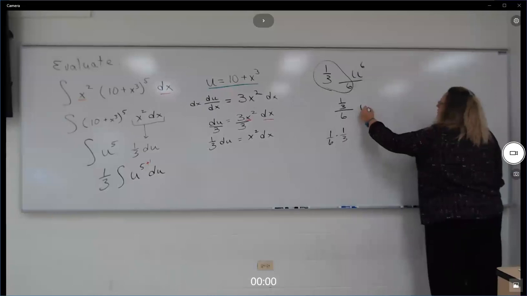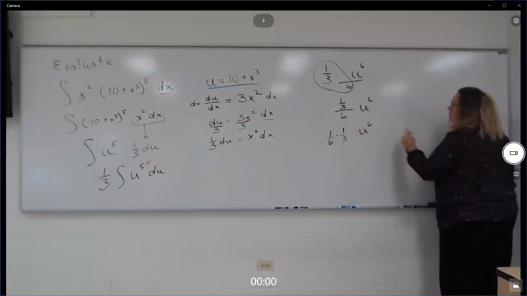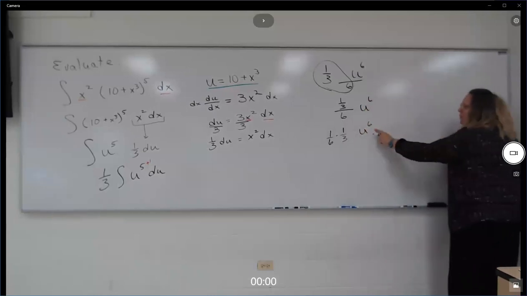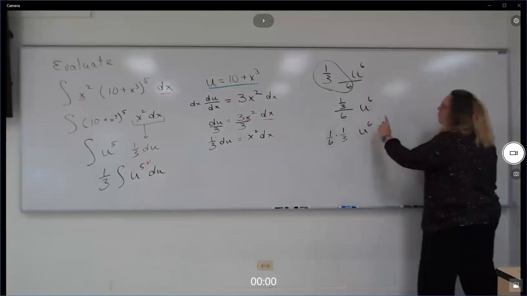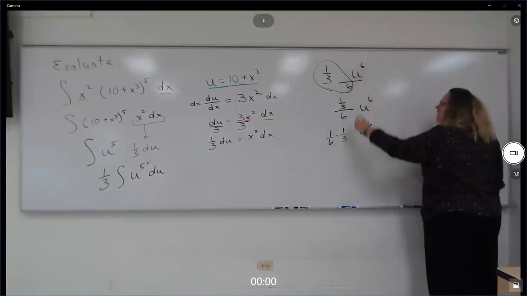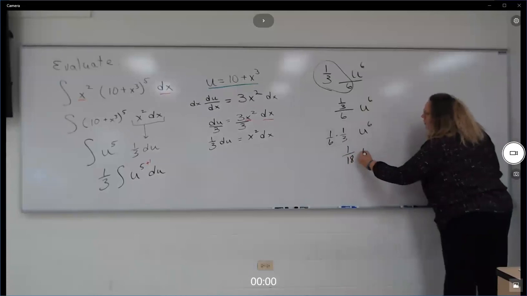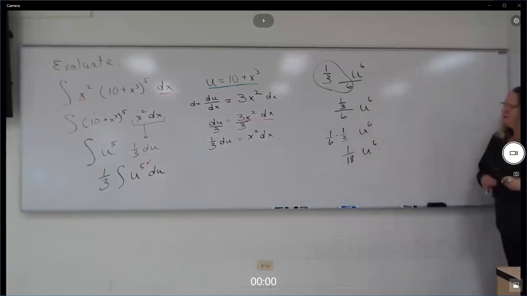And the u to the 6 just keeps coming down. Because now we added 1, so now we're good. Now we don't need the integral symbol. We added 1 divided by the new. So 1/18 u to the 6th.